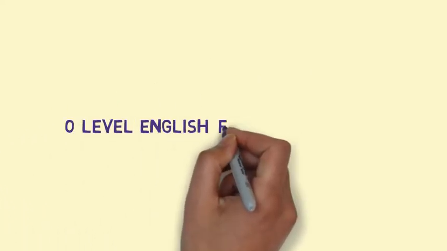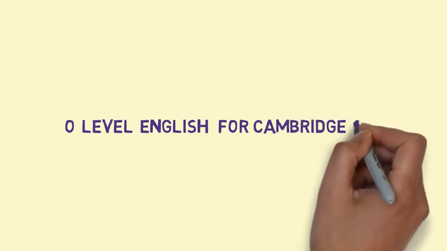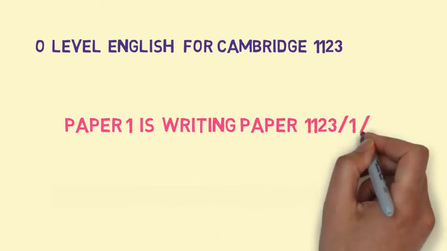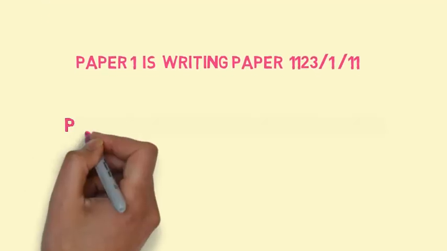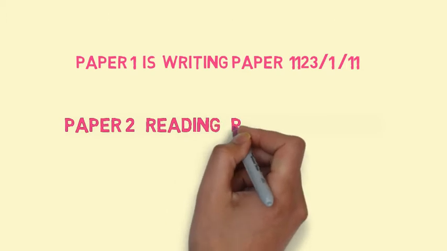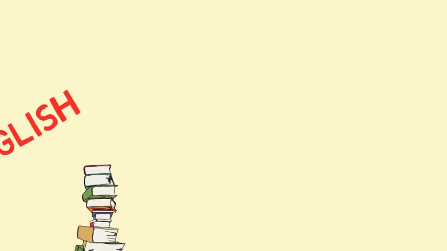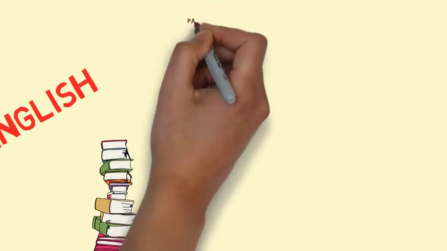English for O Levels has a specific code which is 1123. You can search it as well on CIE's website. Now this paper is divided into two parts. Paper 1 is the writing paper, the code is there in front of you, and paper 2 is the reading paper, the code is 1123/2 or 12. Now let's have a look at these two papers in detail.